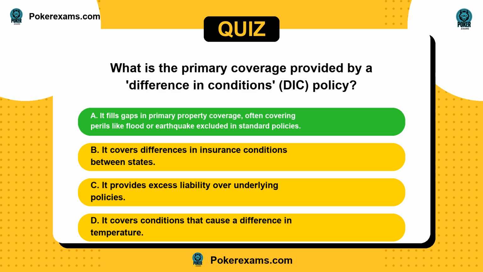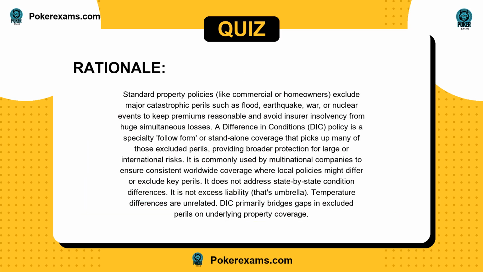The answer is A. Standard property policies, like commercial or homeowners, exclude major catastrophic perils such as flood, earthquake, war, or nuclear events to keep premiums reasonable and avoid insurer insolvency from huge simultaneous losses. A difference in conditions (DIC) policy is a specialty follow-form or standalone coverage that picks up many of those excluded perils, providing broader protection for large or international risks.